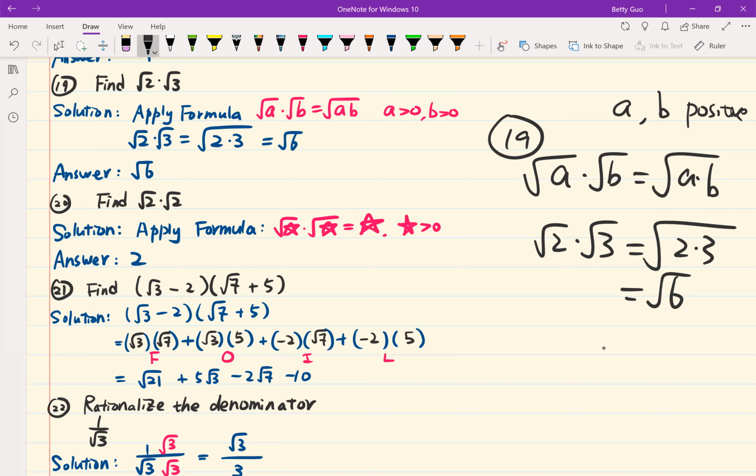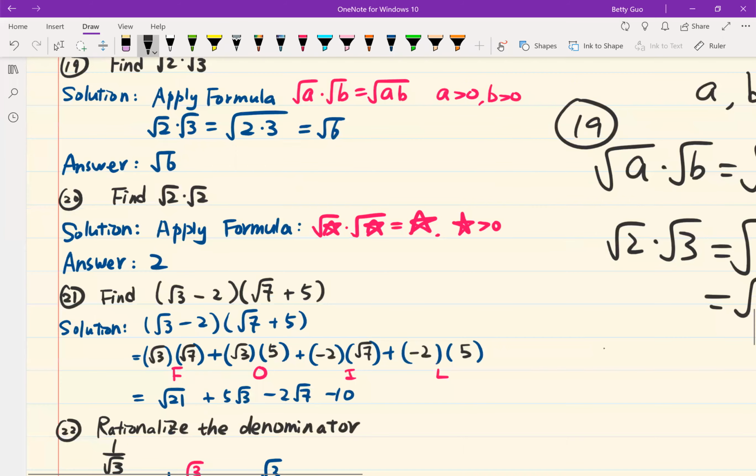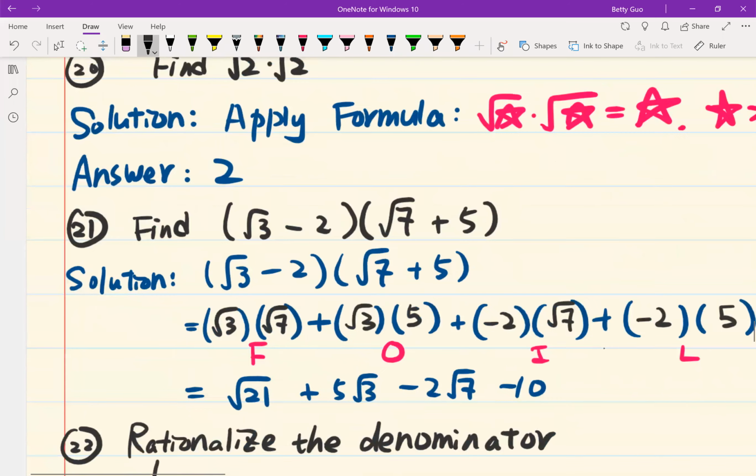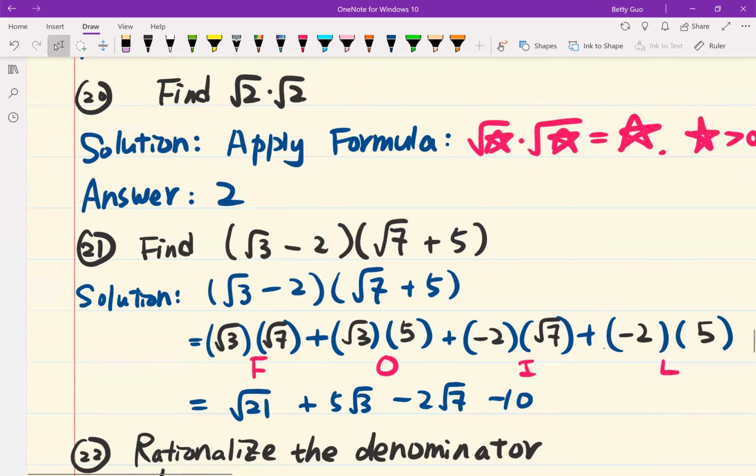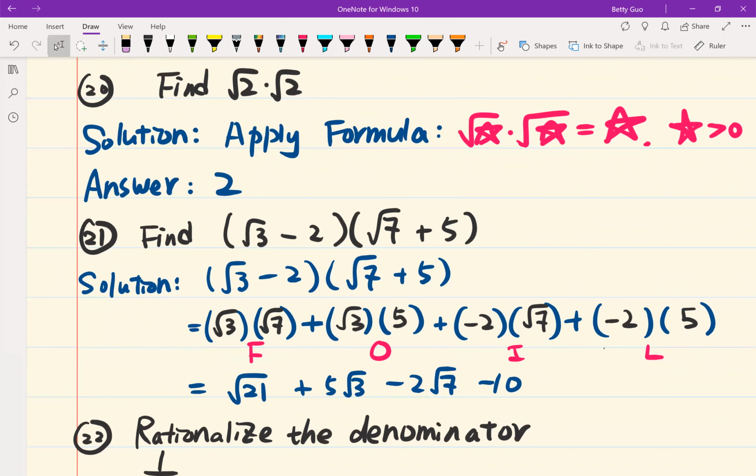Number 20. What's square root of 2 times square root of 2? We practice this in the class, right? Square root of 2 times square root of 2 is 2. Square root of 3 times square root of 3 is 3. Square root of 5 times square root of 5 is 5, and so on. Square root of star times square root of star is star. So I don't worry too much about number 20. Square root of 2 times square root of 2 is 2. Number 21.